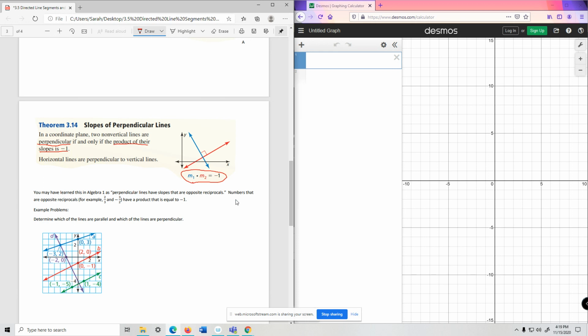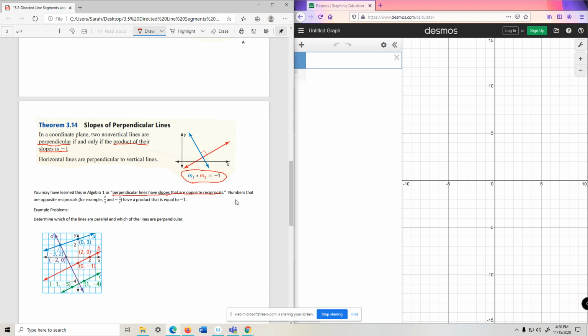Another way of saying the product of their slopes is -1 is something you might have learned about in Algebra 1. Perpendicular lines have slopes that are opposite reciprocals. When you take an opposite reciprocal of a number, you change the sign, so either positive to negative or the other way around, and you flip the fraction over. So in our example here, 2/3, the opposite reciprocal of that is -3/2. If you multiply 2/3 times -3/2, you get -1. So two different ways of saying the same thing.